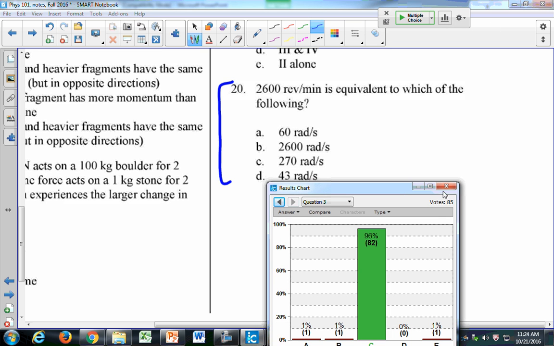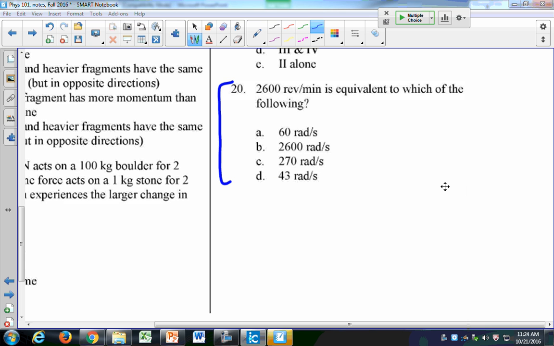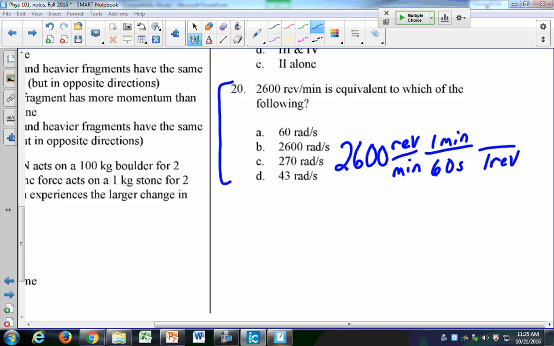Awesome. C is right. 2,600 revolutions per minute. I say 1 minute is 60 seconds, and 1 revolution is 2 pi radians. If you're going to degrees, you put 360 there. And that's equal to 270. That's in radians per second. All right, so C.